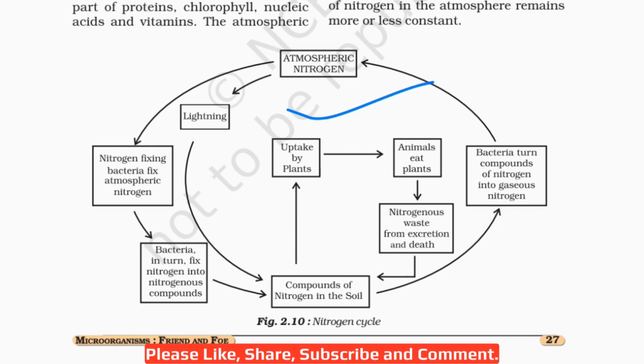This is uptake by plants. Plants take them. The animals eat these plants. They get these proteins, and then nitrogenous waste from excretion and death. Then again this forms the compounds of nitrogen in the soil. Then it goes back with the help of bacteria. Bacteria turn these compounds of nitrogen into gaseous nitrogen, and then it goes back into the atmosphere. It is used again by the plants and animals, and this process goes on and on and on. Okay, the cycle is repeated on and on.